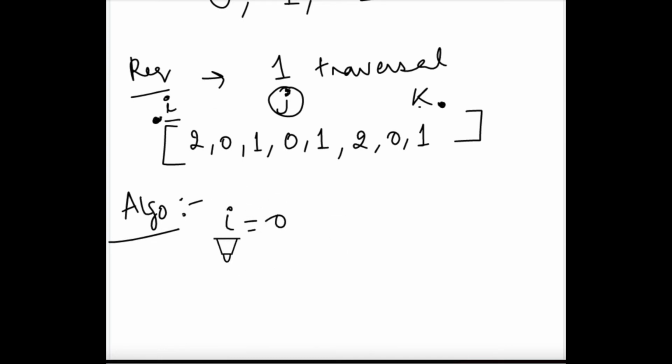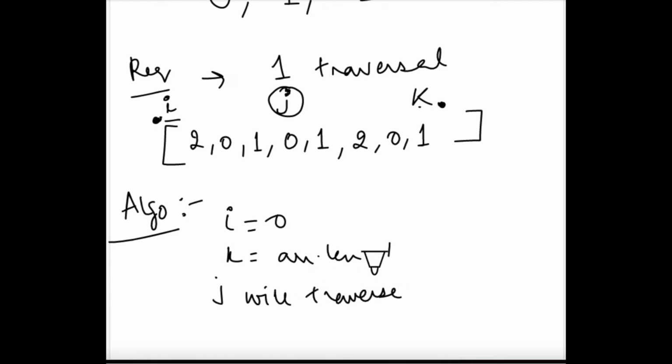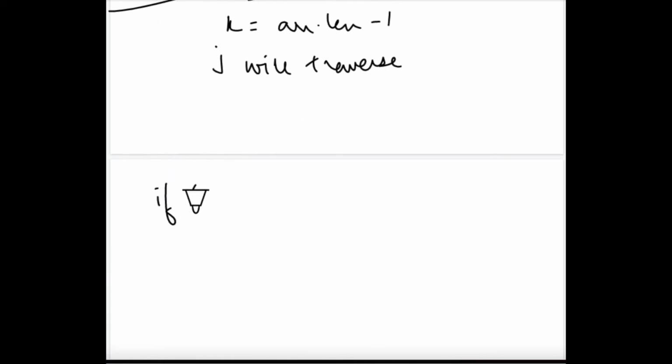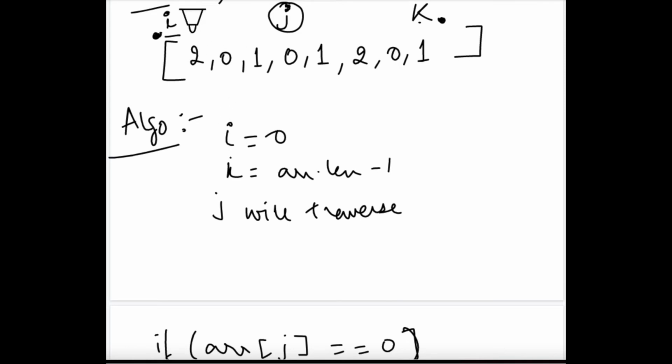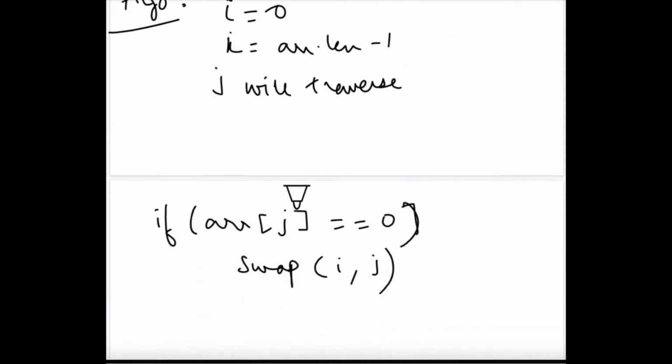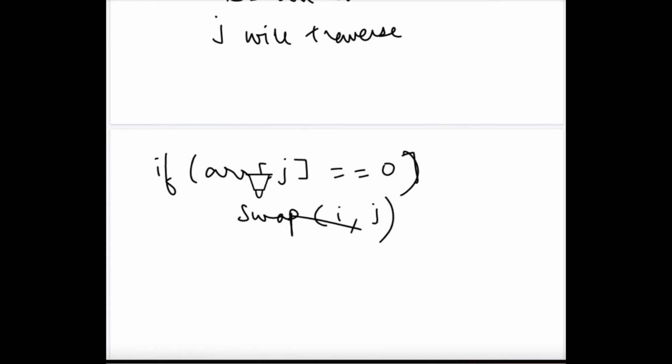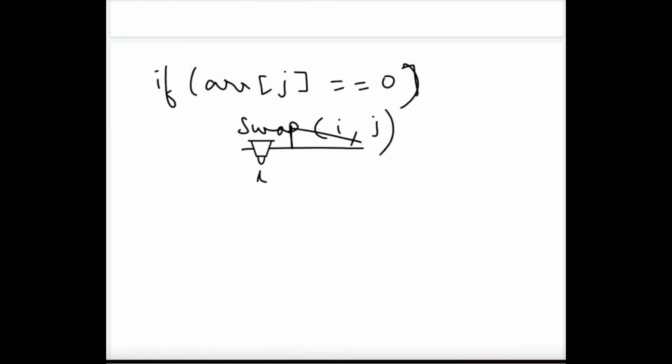So I will be set to 0, K will be set to ARR.length - 1, whichever the last index is, and J will traverse. So what this algorithm will do is check if ARR of J, whatever that element is, is equal to 0. If it is equal to 0, swap I and J. Why? Because I is initially 0. I is supposed to keep track of zeros. Whenever I encounter a 0 in the course of this array, I'm going to swap it with this pointer called I. We are going to do a dry run, and then we are going to see how this works. So once that is done, we will do the increment of I++ and J++.